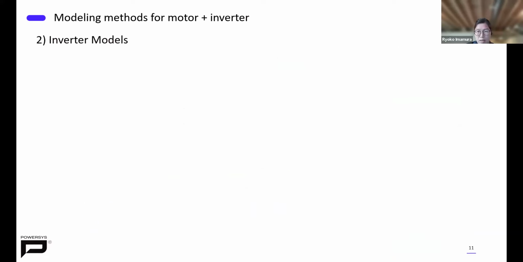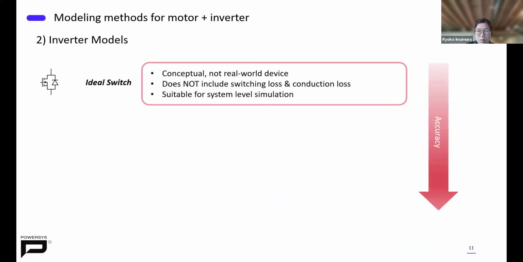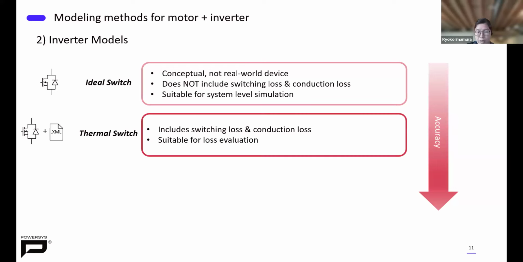Okay, now that we have reviewed the motor side, I'll move to the inverter. Here at the top, we have the ideal switch model. This one does not include any conduction or switching loss, so it is only useful for basic system-level simulation. It runs fast and helps with early-stage control strategy development. The second model is a thermal switch. This model adds conduction and switching losses based on device data. It is much better for loss evaluation and early thermal analysis.